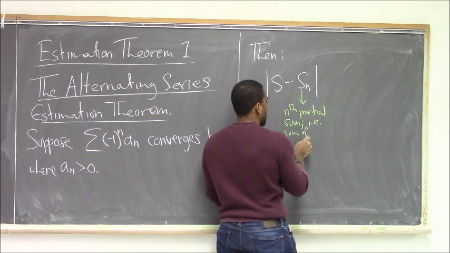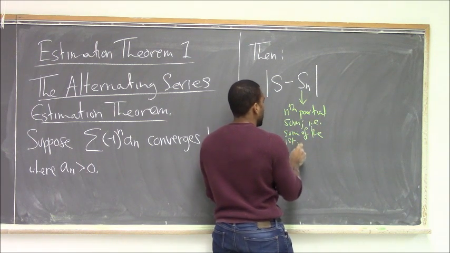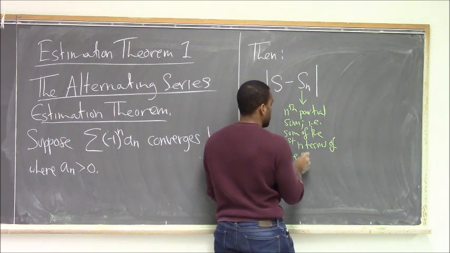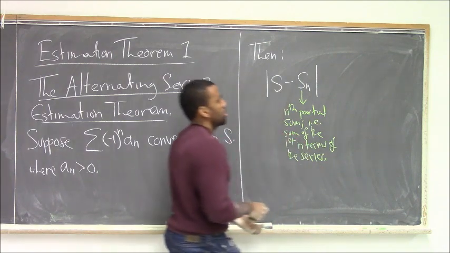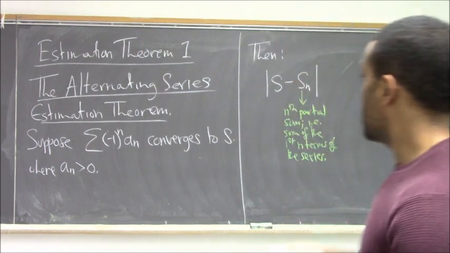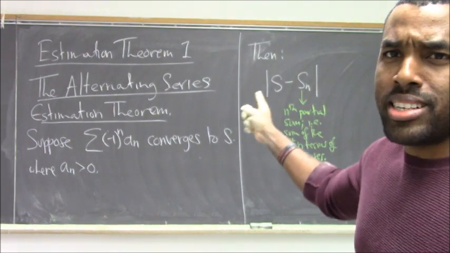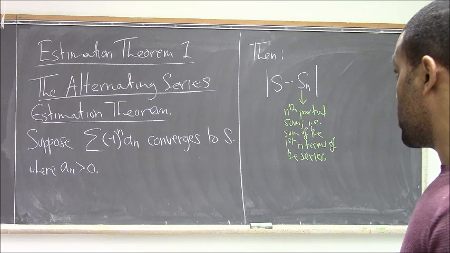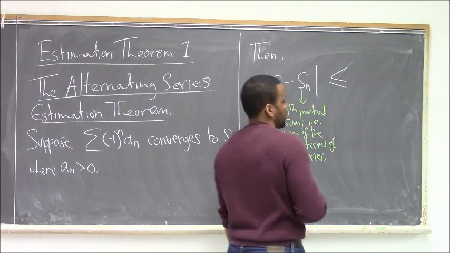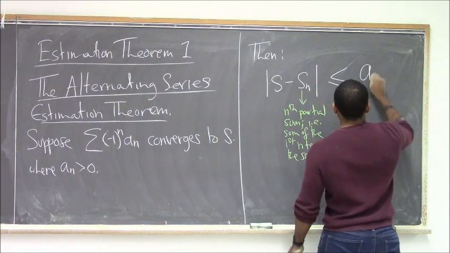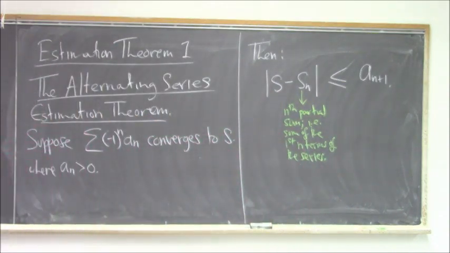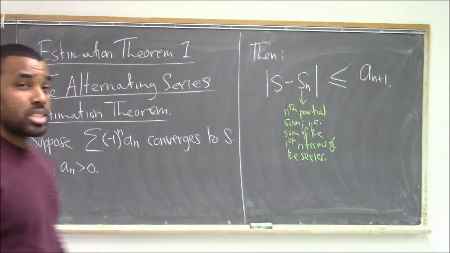Sum of the first n terms of the series. It turns out that if we add the first n terms of an alternating series, and I want to know how far away that is from the actual answer for the series, that difference will be less than or equal to a_{n+1} of all things. Very surprising. So that is called the alternating series estimation theorem.